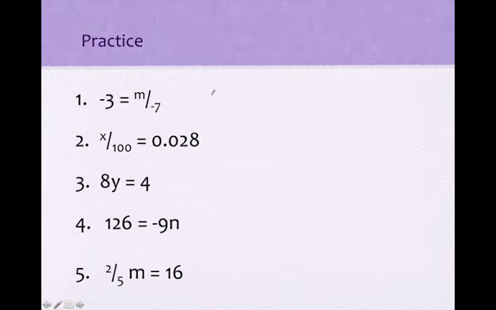Okay, so in this first one, m equals 21. Here, x equals 2.8. y equals 1/2. n equals -14. And m equals 40.